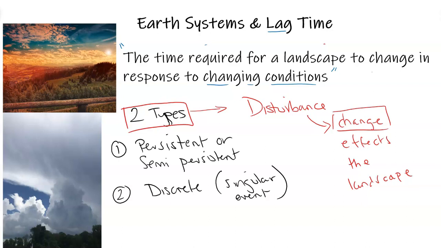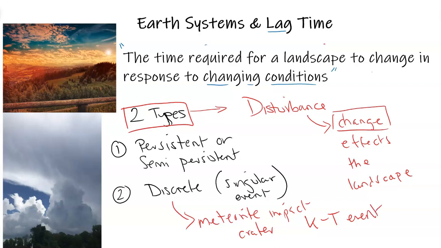So discrete, I would look at maybe a meteorite impact, the crater, okay? Maybe it's the KT extinction event 65 million years ago that the dinosaurs said goodbye to, or most of them said goodbye to, on that lovely, ominous day. Or something persistent, could be climate patterns, could be seasonal rain, monsoon season.